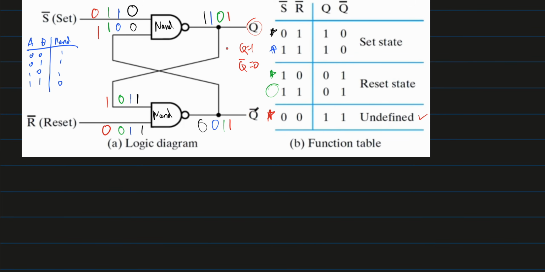So to prevent this, we could use some kind of logical NOT with one of the inputs to prevent such an undefined state from happening. But that's kind of the rundown of SR latches with these gates.